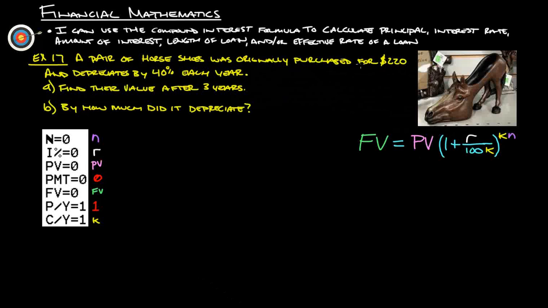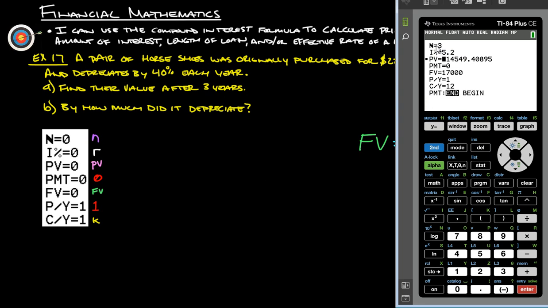A pair of horseshoes was originally purchased for $220. It depreciates by 40% each year. Find their value after 3 years. Okay, so back on our graphing calculator here. So the time in this thing here is going to be 3 years. Interest rate, it's depreciating by 40, so we're going to want to put negative 40 in there for our interest rate. Originally purchased for $220.